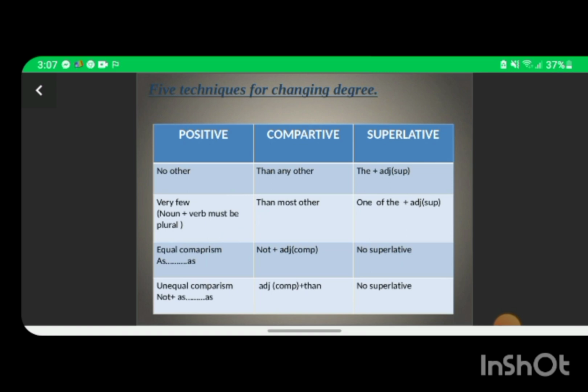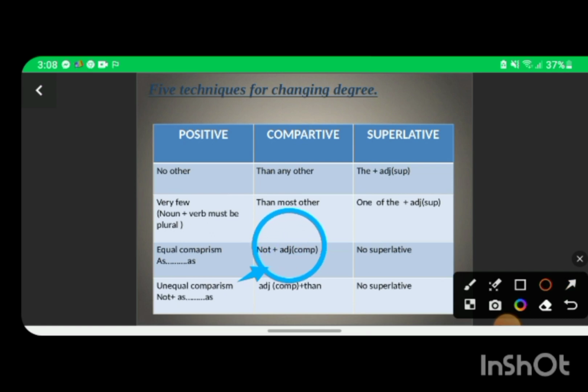Now come to the next point, equal comparison. When the comparison is equal, for example, "Rohim is as good as Shafiq." Shafiq is also good, Rohim is also good. No one is more than the other. For this, when changing into comparative degree, you will use "not" plus adjective comparative degree. I think you all understood.